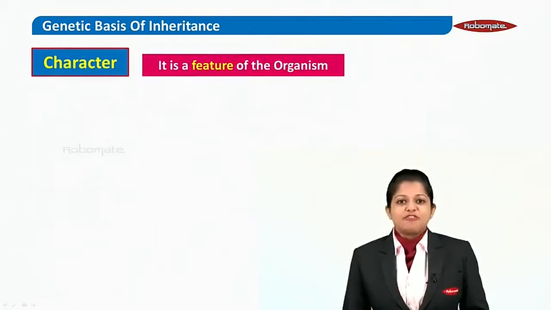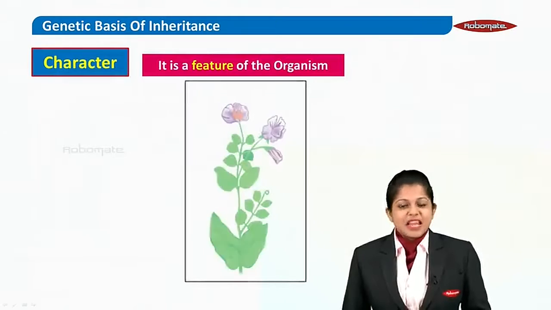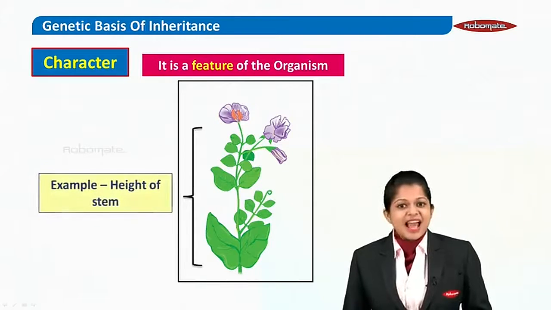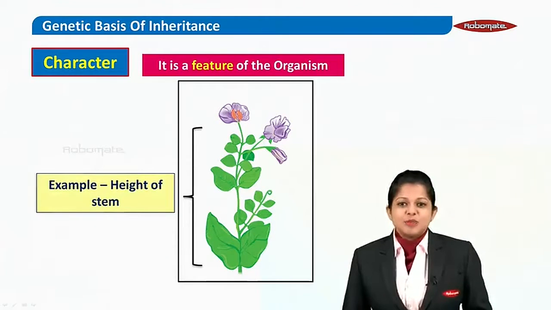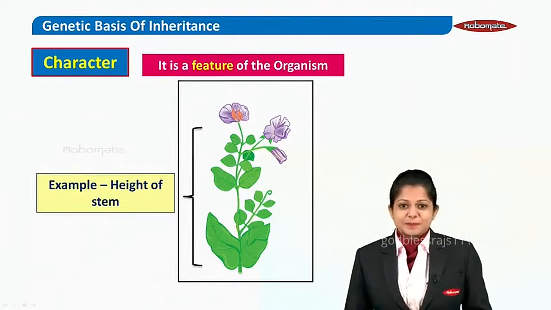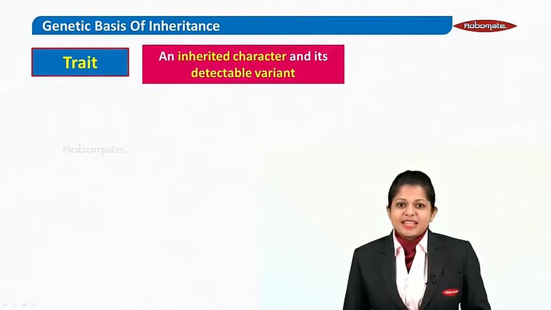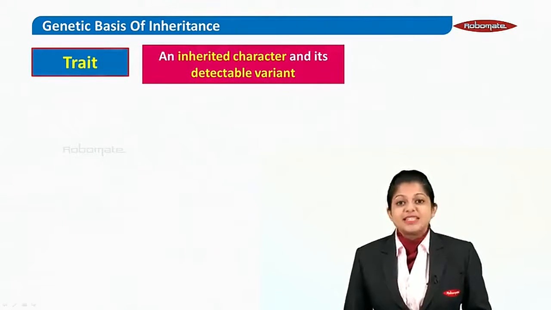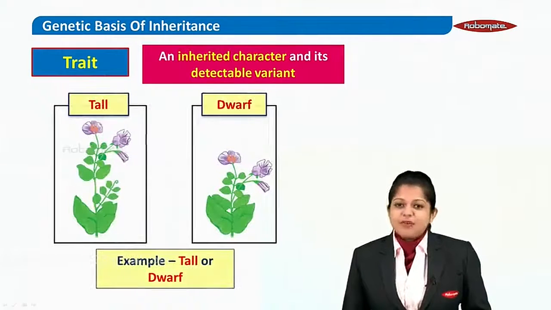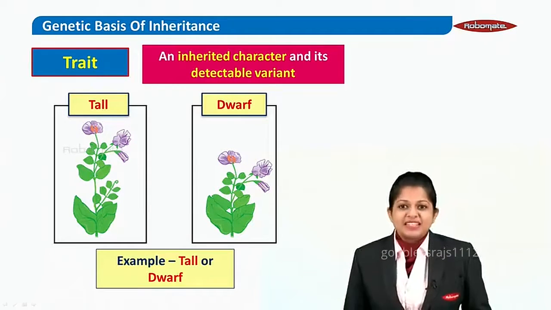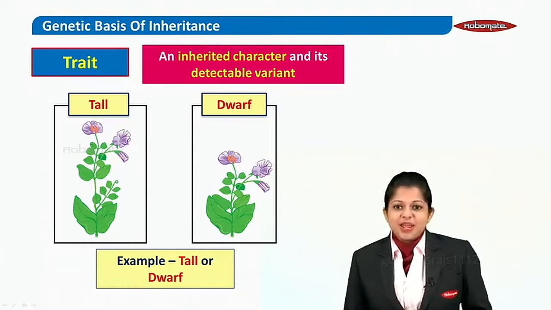Character is basically a feature of the organism. For example, here we see a garden pea plant and the height of the stem is considered to be one of its characters or features. So now let us see what is trait. Trait is an inherited character with its detectable variant. For example, in the earlier image we saw that the height of the stem was considered to be one of its characters. Here tall and dwarf are its detectable variants or traits, as we call them.